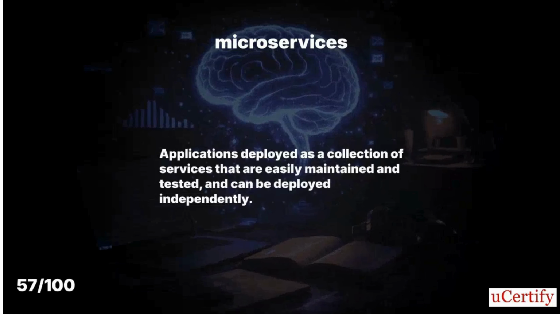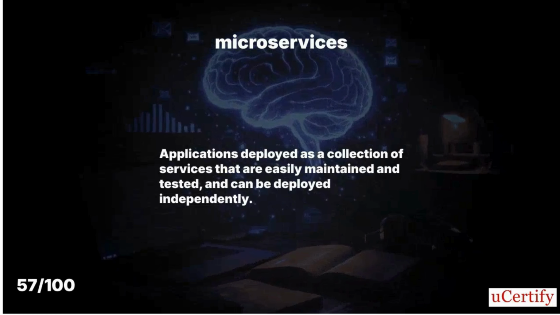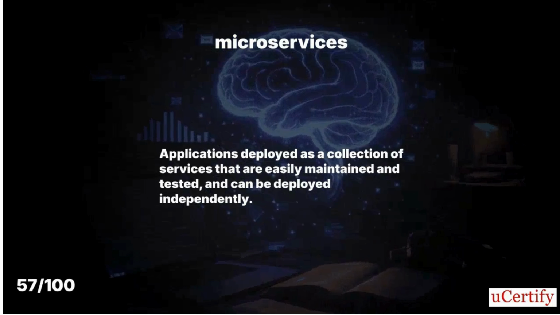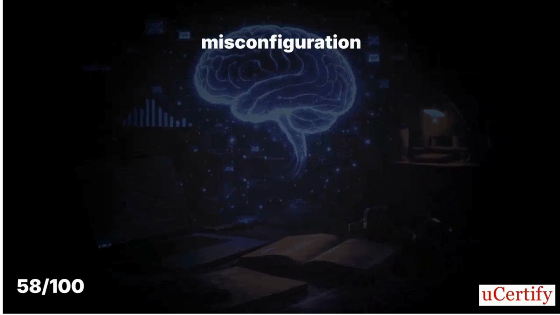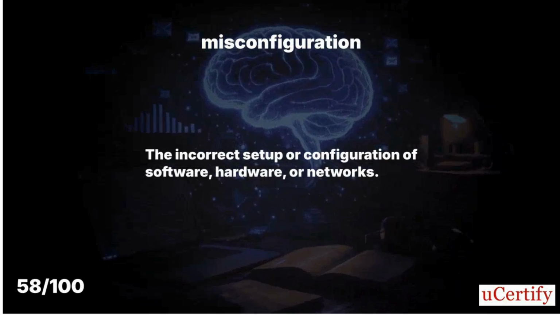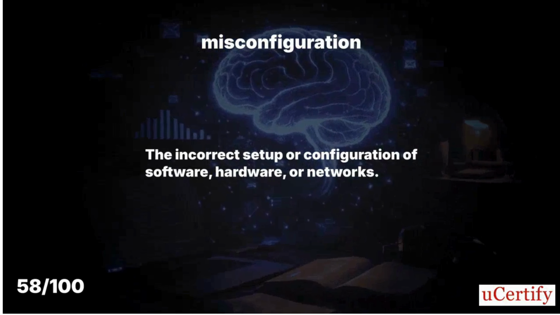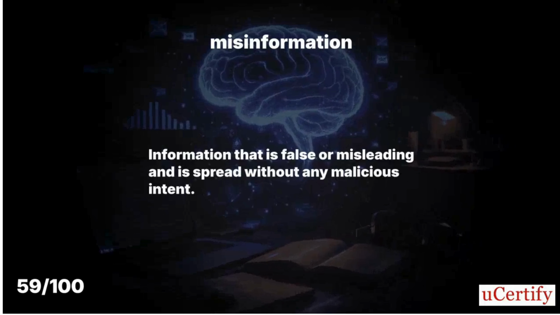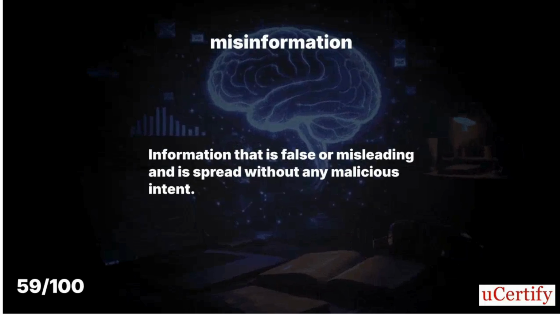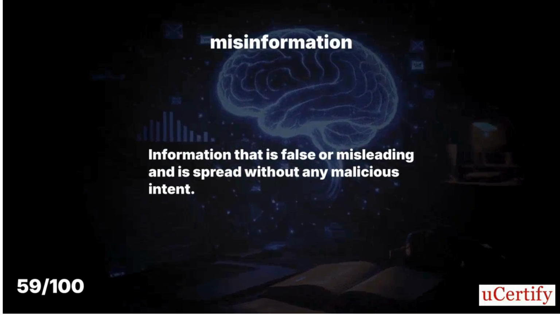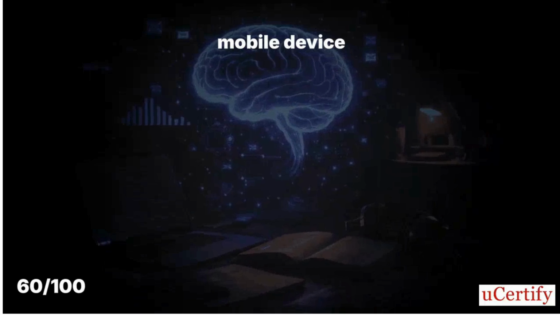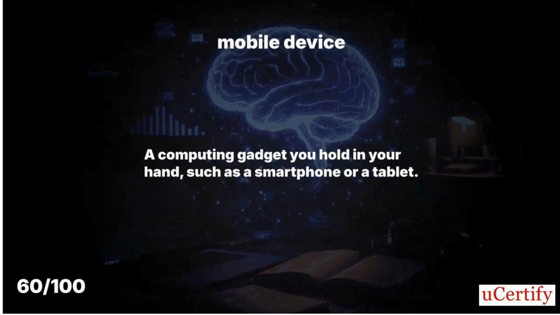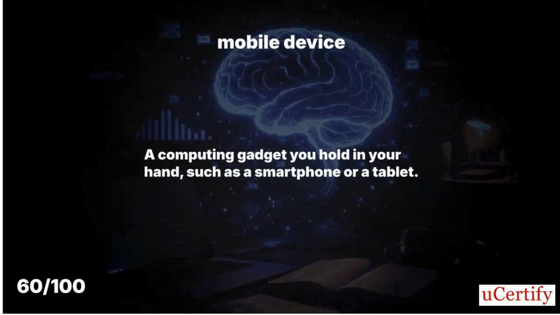Microservices. Applications deployed as a collection of services that are easily maintained and tested and can be deployed independently. Misconfiguration. The incorrect setup or configuration of software, hardware, or networks. Misinformation. Information that is false or misleading and is spread without any malicious intent. Mobile device. A computing gadget you hold in your hand, such as a smartphone or a tablet.